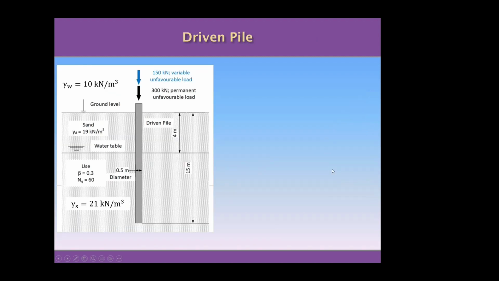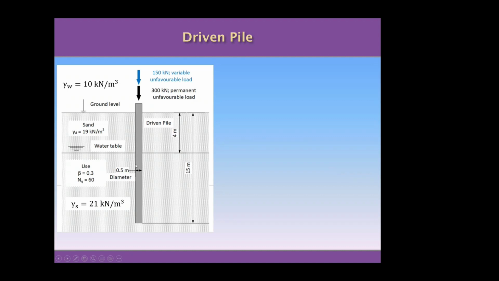So this is our problem then. We have a pile, and we have the information about the loads. We have a variable unfavorable load of 150 kilonewtons. We have a permanent unfavorable load of 300 kilonewtons. We are going to assume that the unit weight of the water is 10 kilonewton per cubic meter. We are going to have a soil that is sand, that when it's dry has a unit weight of 19 kilonewton per cubic meter. We know the location of the water table is at 4 meters from the ground.